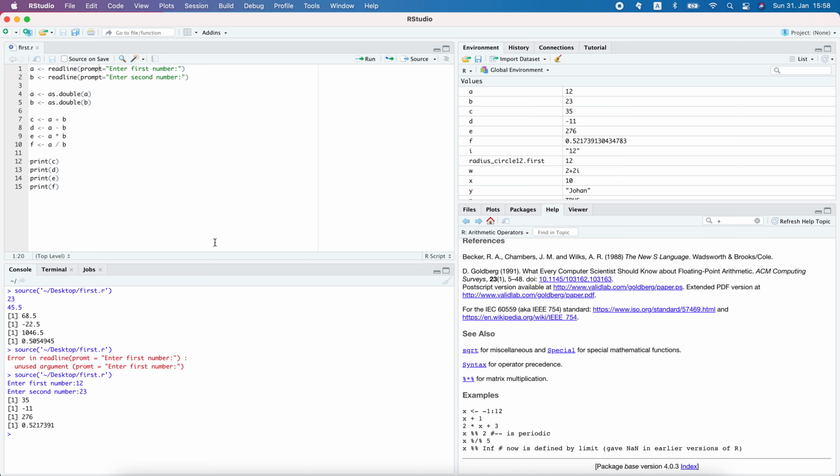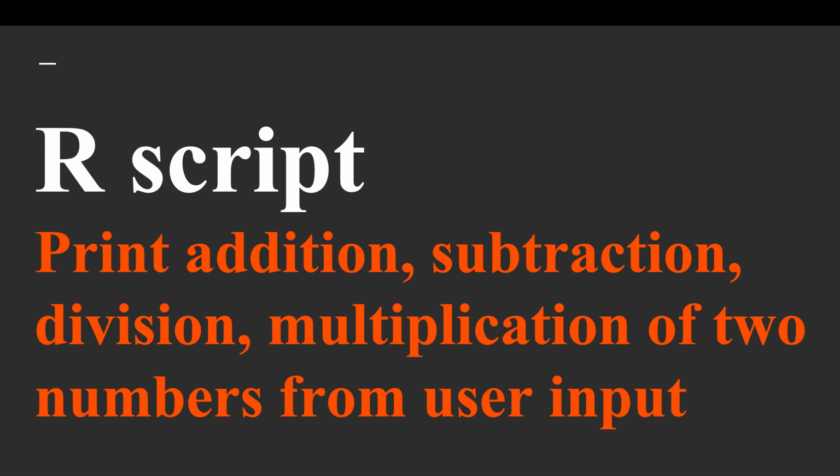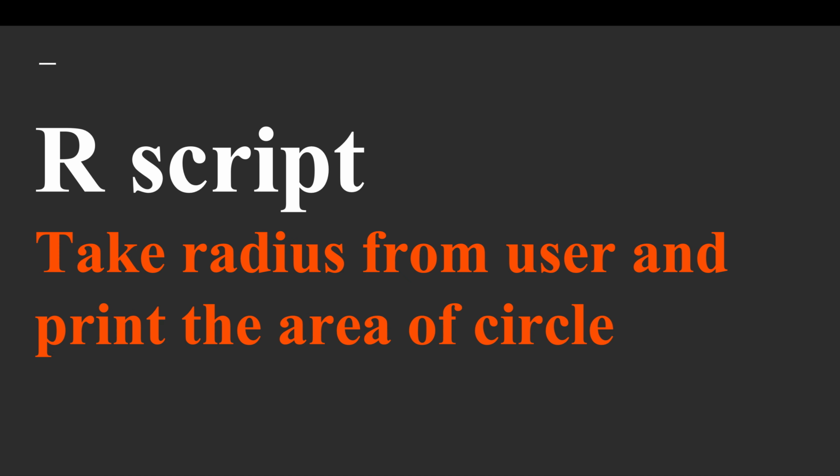So in this script, what we did, we have taken two numbers as input from the user, and then we performed addition, subtraction, multiplication, division, and then we printed those values. Now as we are done with our first R script, we will move to the next step. This part we have already covered, like taking numbers from the user and then performing the same operations. And now we are going to write another script.